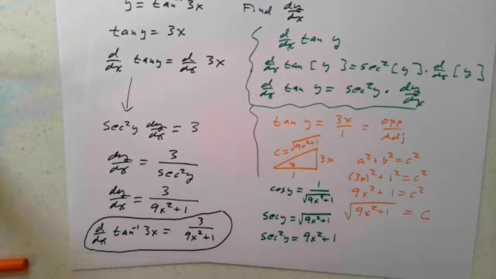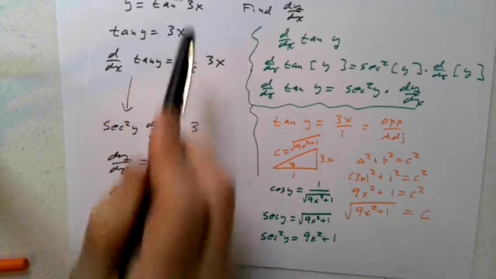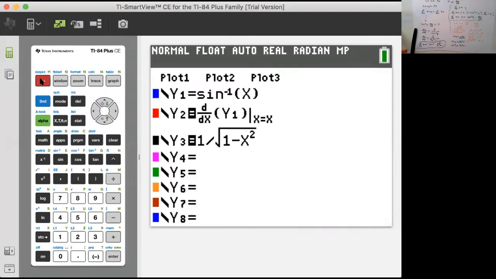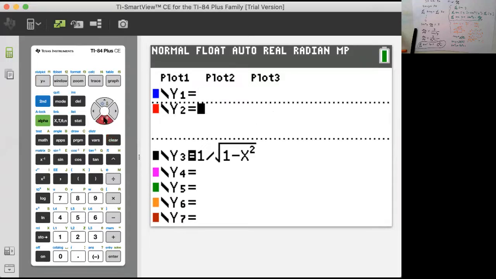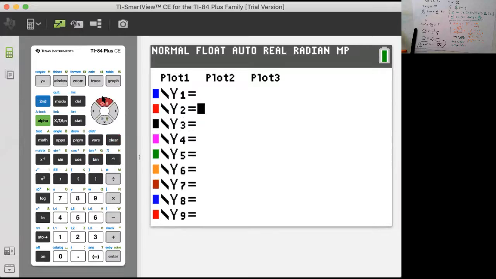I would very much like to check that on the graphing calculator. So what I'm going to do is look at the derivative of inverse tangent of 3x and see if it indeed is 3 over 9x squared plus 1. So again, I am in radian mode. This time I want to take a look at the inverse tangent. So you see that here. Whoops, put it in y1.